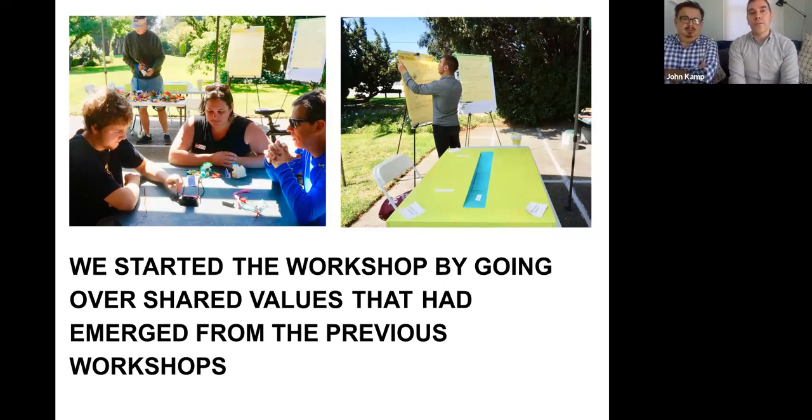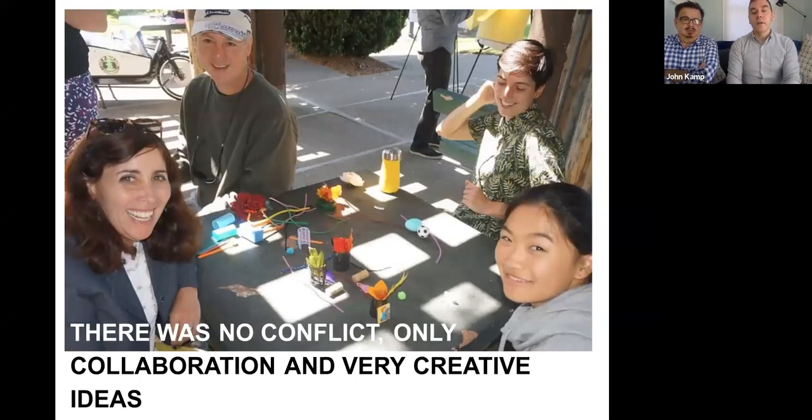To start the workshop, we went over the recurring themes from the previous workshops and showed that the older folks and the younger folks all essentially wanted the same things for the space. It was pretty incredible because there'd been a lot of conflicts within the space. By the end of this series of workshops, there wasn't any conflict. There were just a lot of really creative ideas for the space. And this is one of the models that folks built.